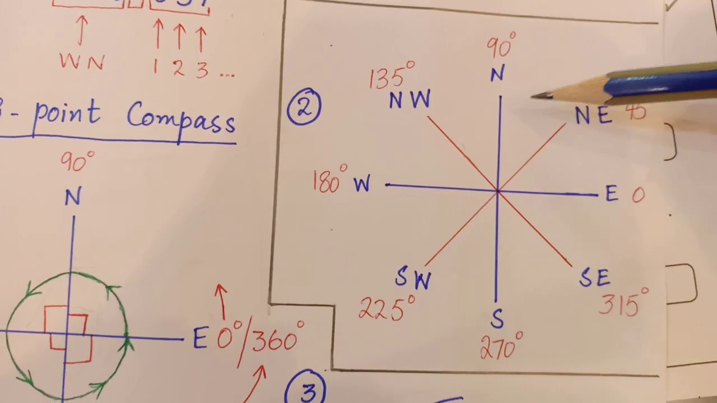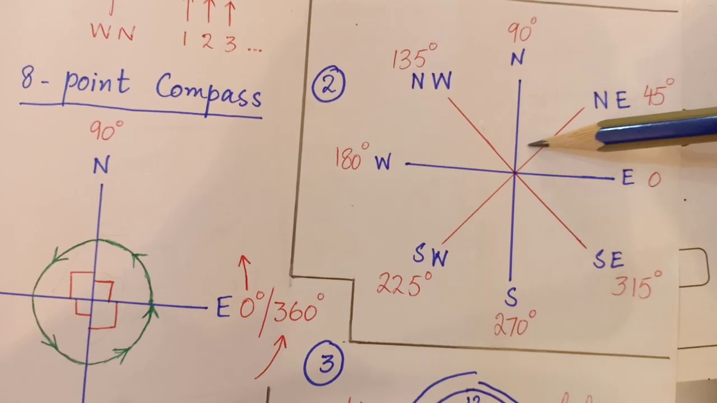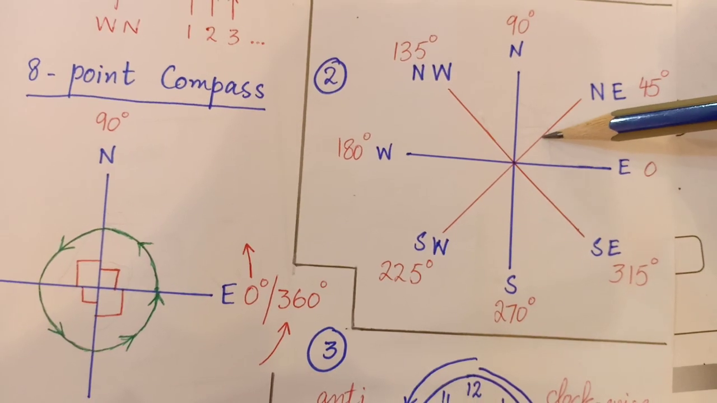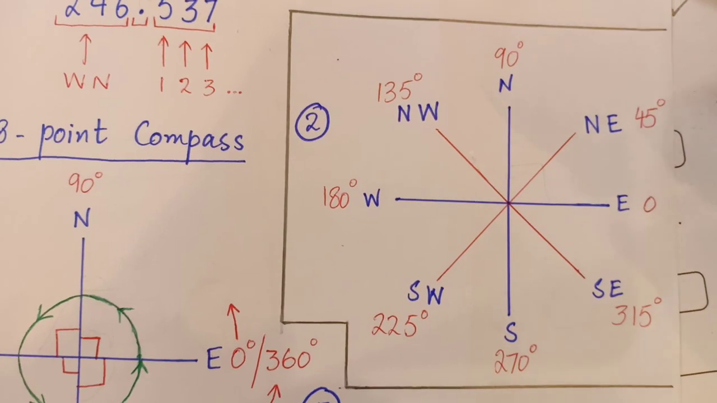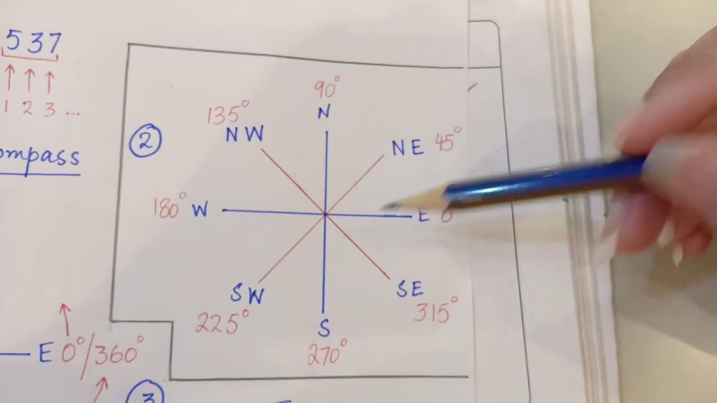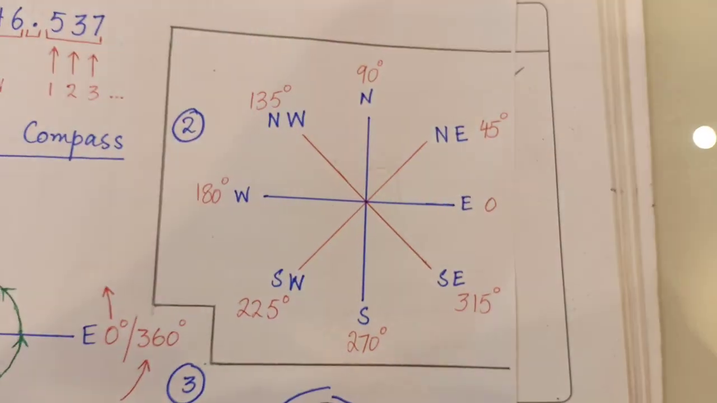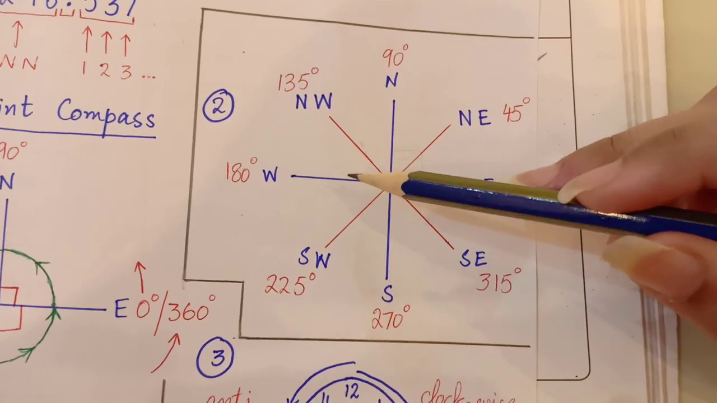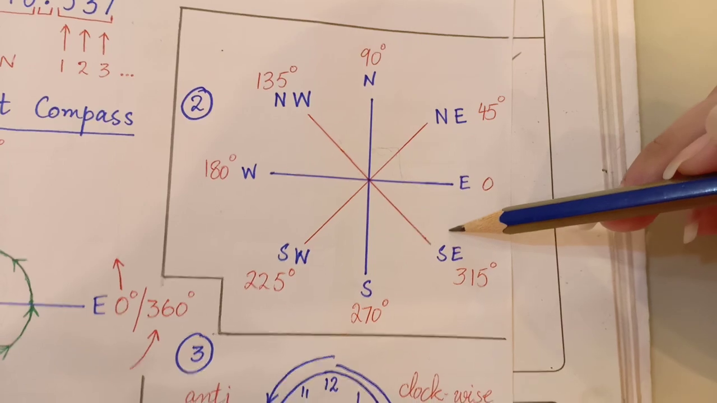Between east and north there is northeast, which divides this plane that was 90 degrees into half. The half of 90 is 45 degrees. This will be 45 degrees, and this will also be 45 degrees. 45 plus 45 is 90 degrees. Between north and west there is northwest. Between south and west there is southwest. Between south and east there is southeast.